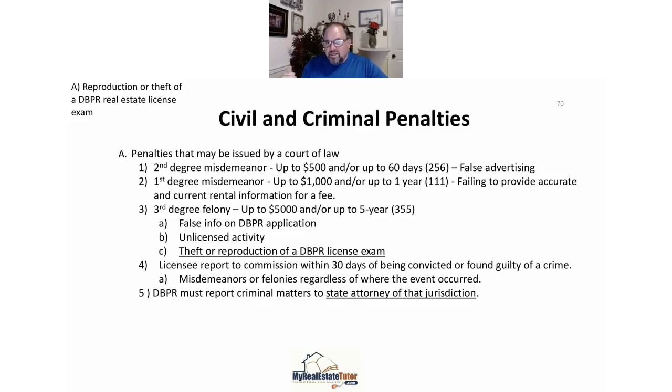Someone who's serving the public for a commission in sales, rental, whatever it may be, that does not fit into the definition of, watch this, exemptions. There are some exceptions to not having a license. For example, owning your own property, working for a property manager and getting paid a salary. There's a list of them. But if an individual is selling real estate for a commission and they get a complaint and are found guilty of it, they can be charged with a third-degree felony, and it can cost them up to $5,000 and/or up to 5 years in prison.